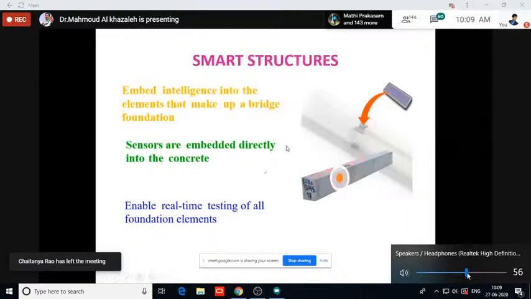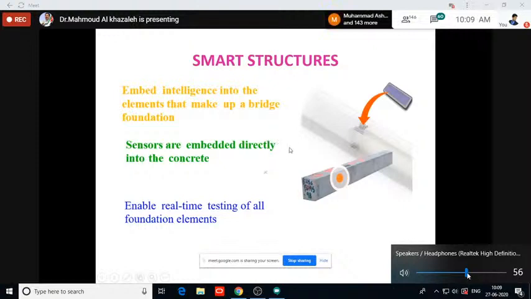They can study whether this building has a problem: leakage of water, leakage of gas, cracks in the structure, any problem in the steel, any problem in any member of the structure. So it enables real-time testing for all foundation elements. The sensors built into each member of the structure enable our civil engineers to have a clear picture of what's going on in the structure under loading.